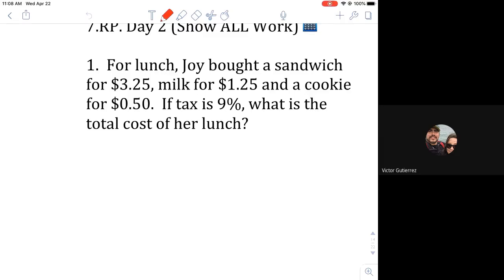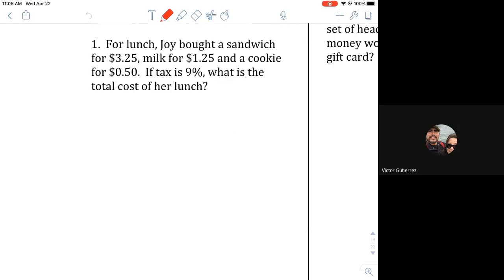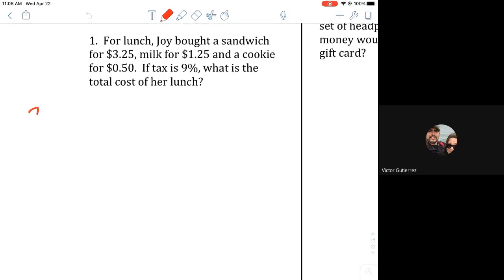So here we go. It says, if tax is 9%, what is the total cost of her lunch? So the way that we're going to do it is we're going to add all the items together. We're going to take the sandwich, which is $3.25, and add the milk. And then we're going to add the cookie, which is 50 cents. When you add all those items together, if I did it correctly, I think you should get $5, right? Or is that wrong? All right, so we get $5 even.